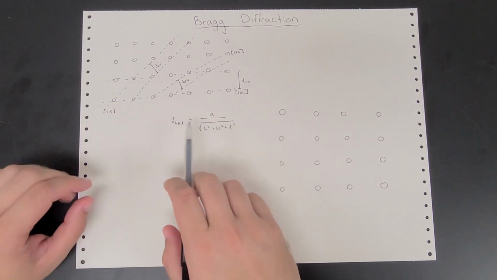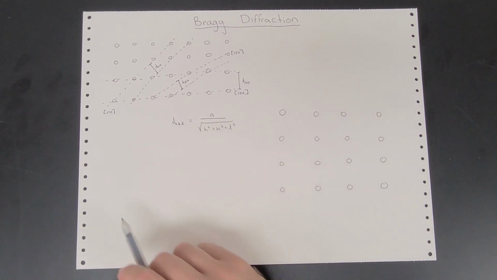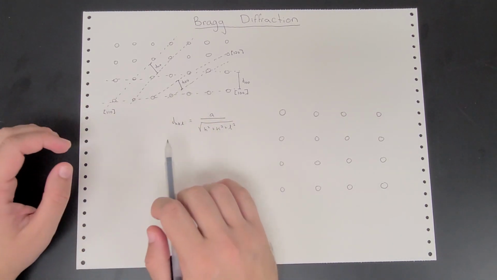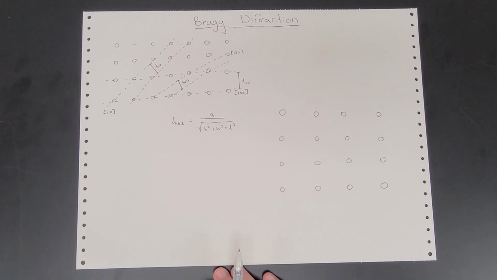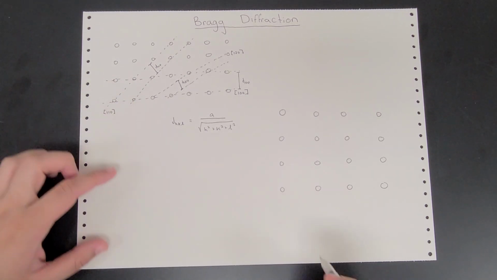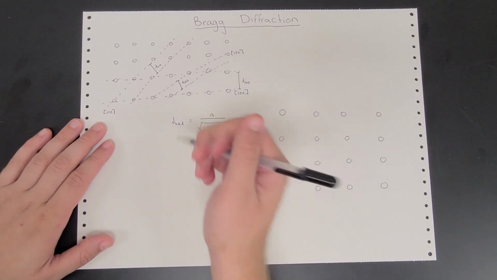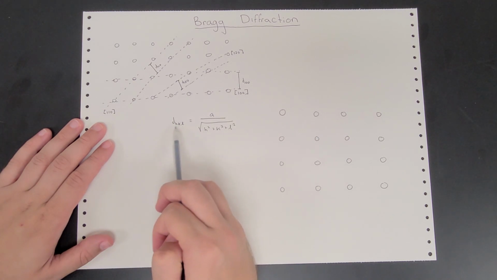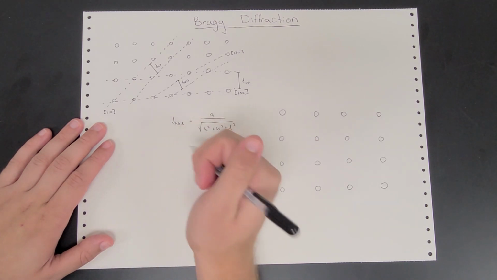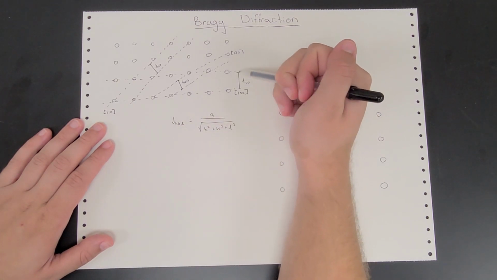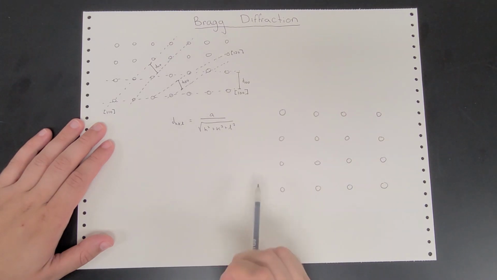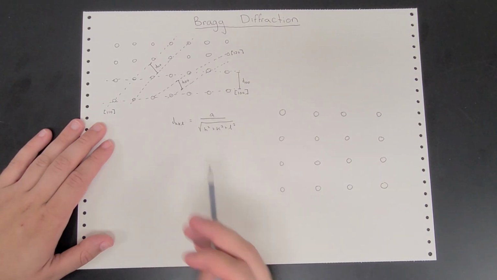So whatever material we're looking at will have a different lattice constant A, depending on what the spacing between these planes is. Let's go ahead and look at what happens if we plug in 1, 0, 0 for this HKL value here. So we're going to look at this lattice spacing between the 1, 0, 0 planes and see how that relates to this constant value A.